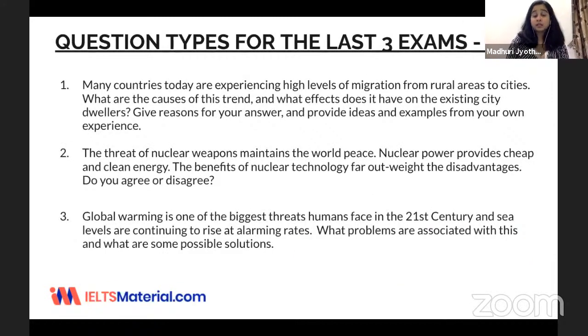So for the past 3 exams that recently got over, these were the essay questions that came. This has a combination of problem solution essay, and then there was a question of agree, disagree. There were also questions with possible solutions. So it was a combination of direct question as well as problem solution essay. So these are the kind of questions that can come for your exam.